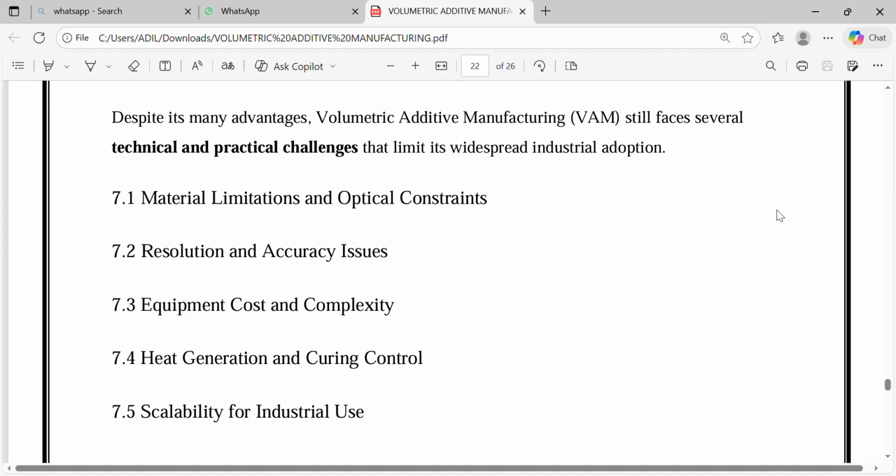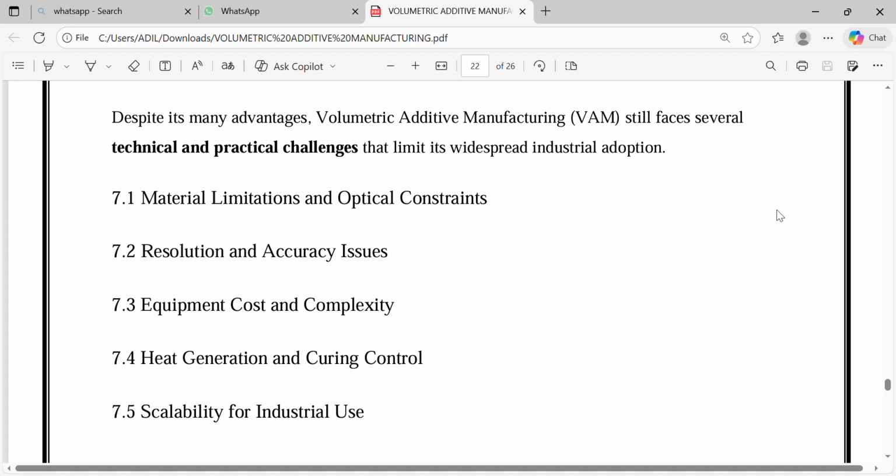The second challenge is the resolution and accuracy issue. It is affected by projection resolution, resin properties, printing parameters, and post-processing techniques. It can be improved by optimizing process parameters, using high-resolution projectors, and advanced post-processing technologies.